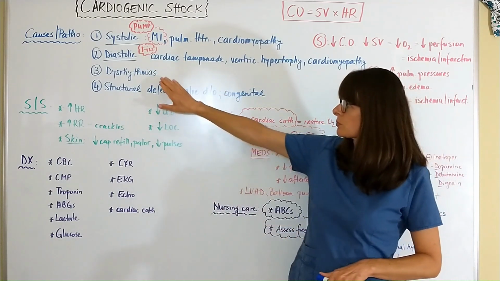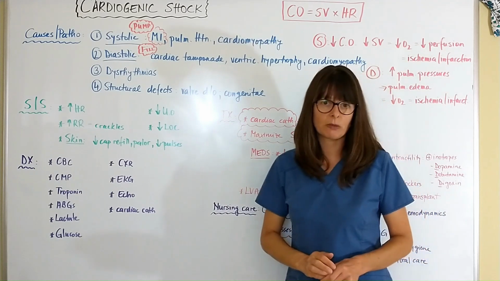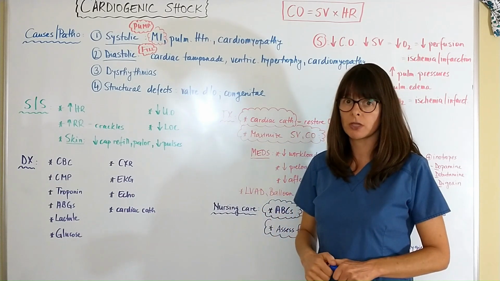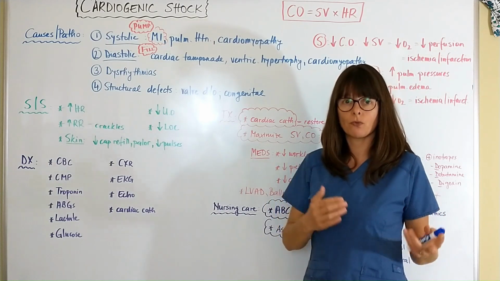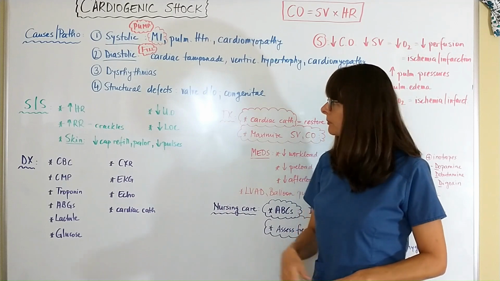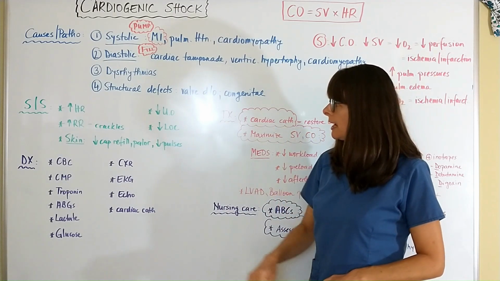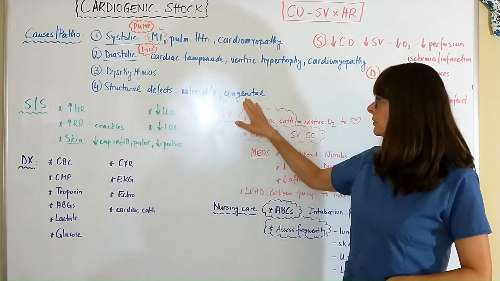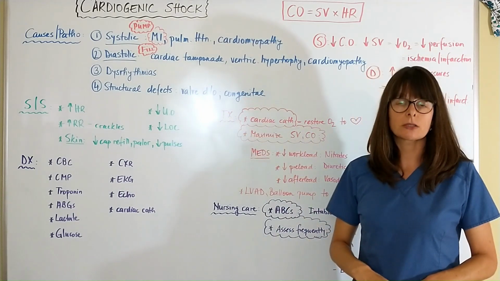And then certainly dysrhythmias, bradydysrhythmias as well as tachydysrhythmias, can cause cardiogenic shock. So if the heart is beating too slowly or too quickly, it can cause trouble that leads to cardiogenic shock. And then structural defects, so any kind of valve disorders or congenital heart defects can also lead to cardiogenic shock.